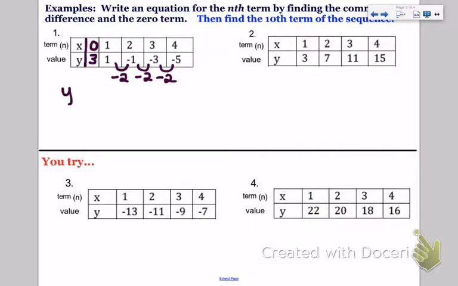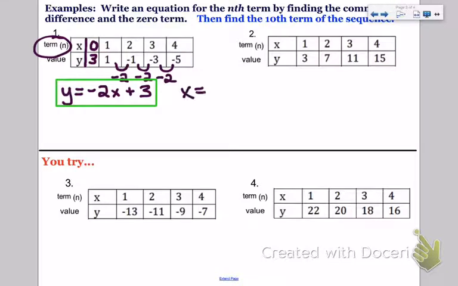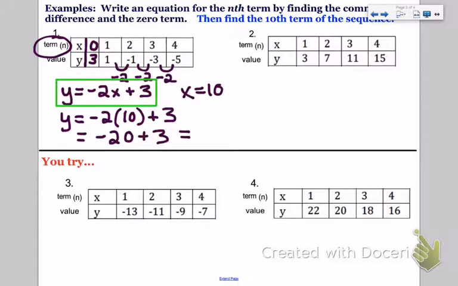So if I use my equation, y equals my common difference times x plus my 0 term, which is 3, I have an equation: y equals negative 2x plus 3. So now I'm going to find the 10th term. Because my x values are my terms, I am going to plug in 10 for x. Y is equal to negative 2 times 10 plus 3. Order of operations says multiply first. Negative 2 times 10 is negative 20. And so my 10th term is negative 17.